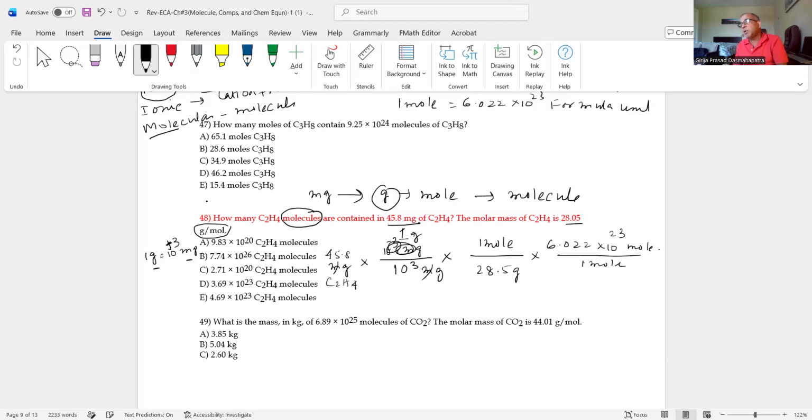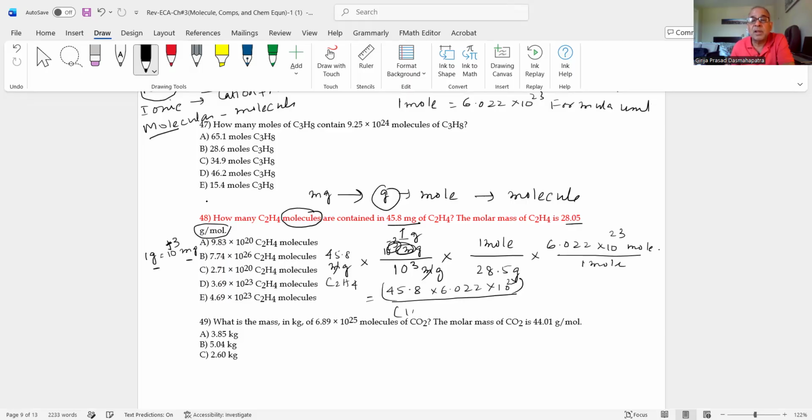So what exactly you have to understand and gain expertise in is how to convert one unit to another. You should do it in one step. It is possible to do individual steps separately, but it always becomes complicated. So if you put all the numbers on the top, 45.8 multiplied by 6.022 times 10 to the power 23. If you are putting it in the calculator, put parentheses or else it will be difficult.